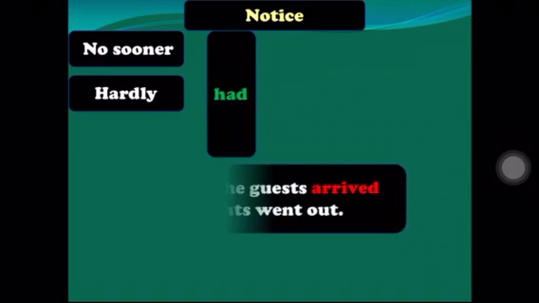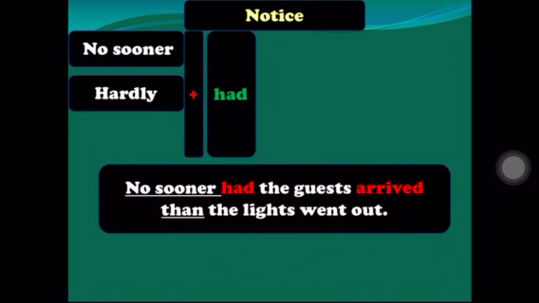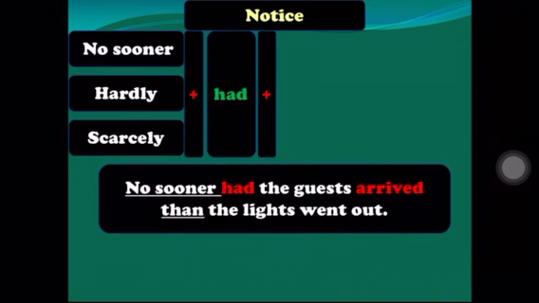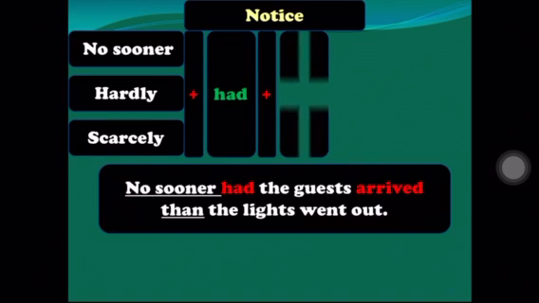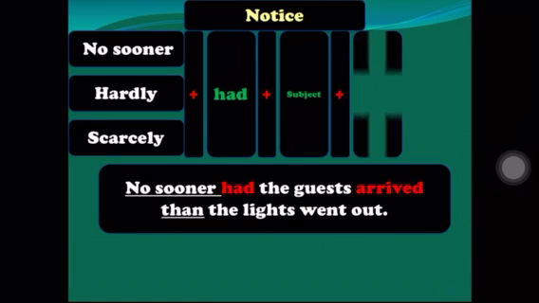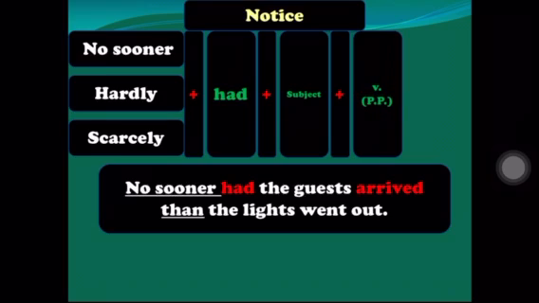But notice, please, we have no sooner, hardly, and scarcely. Actually, hardly and scarcely with no sooner have a different structure. No sooner, hardly, and scarcely should be followed by had. Then we have the subject, and then I have the verb in the past participle. Then, with no sooner, I have to use than.